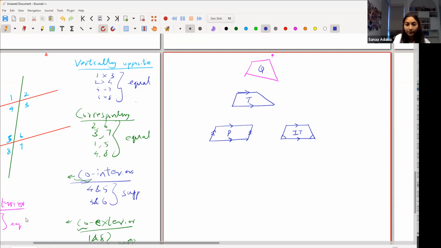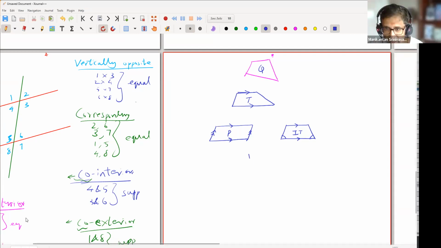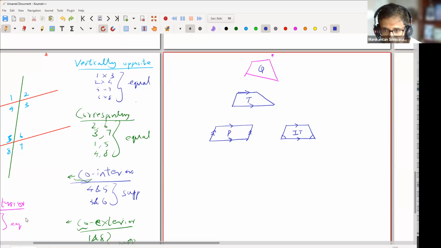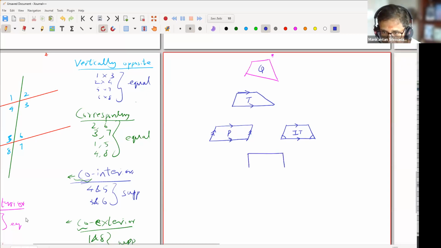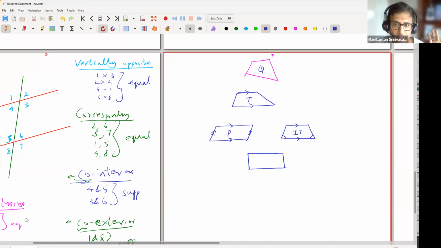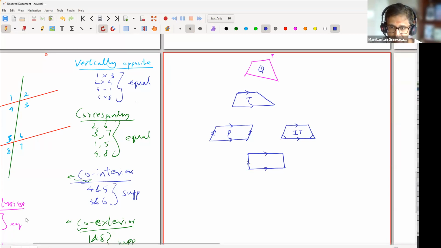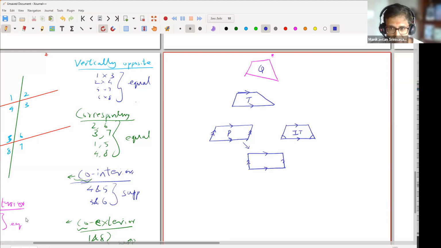You said it's also a trapezium. So a rectangle is a child of both a parallelogram and an isosceles trapezium, because first of all, I'm not even going to talk about trapezium, because trapezium is the rectangle's grandfather. I'm only talking about the immediate parent. A rectangle is a parallelogram because both pairs of opposite sides are parallel, and therefore it's definitely a special parallelogram. And like you rightly said, the base angles are also equal, and therefore it's also an isosceles trapezium.